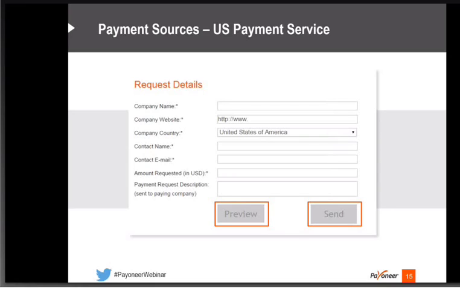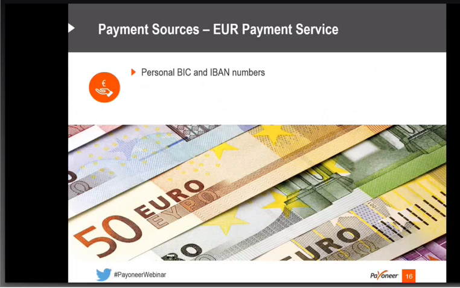The Euro payment service. With the Euro payment service, similar to the U.S. payment service, you receive bank details for a German bank. You receive the BIC and IBAN numbers. And you can perform SEPA transfers from European companies. Right now, this service is free of charge. We don't charge any transaction fee.